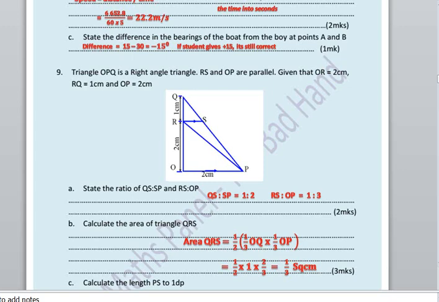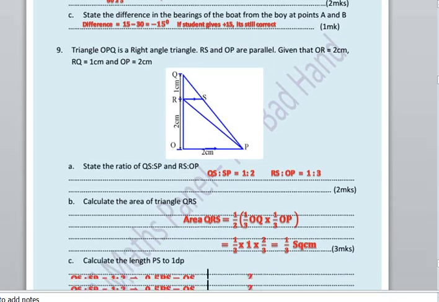So 1/3 of 2 is 1/3 times 2, which is 2/3. Now times 1, that gives us 2/3, and then since it's a triangle, we take a half of it, that is going to give us 1/3 squared centimeters.